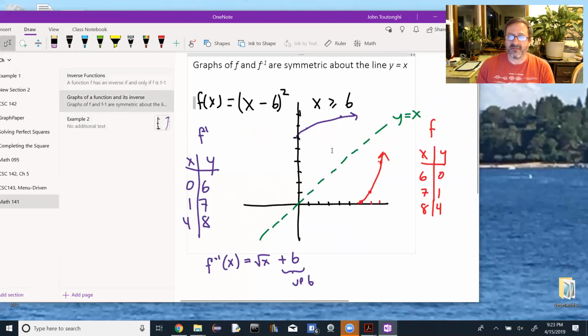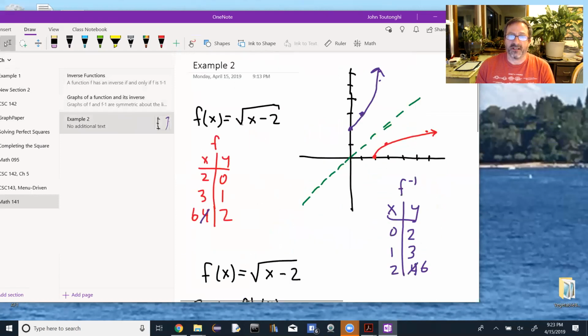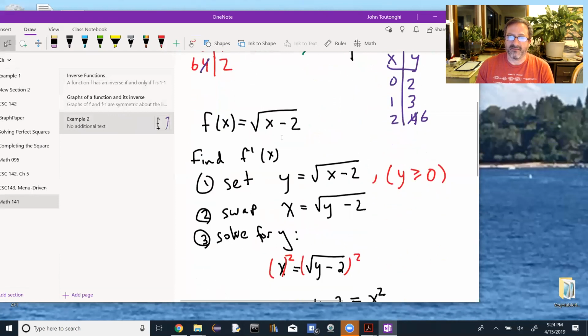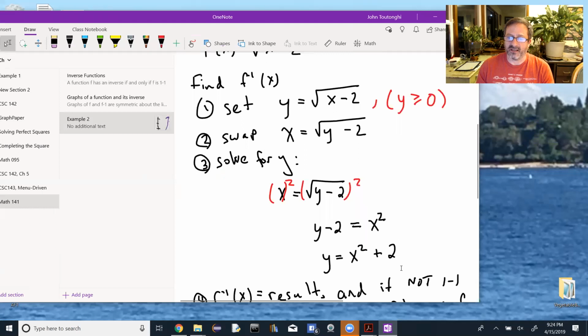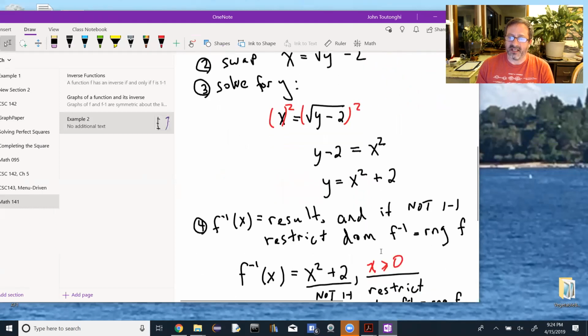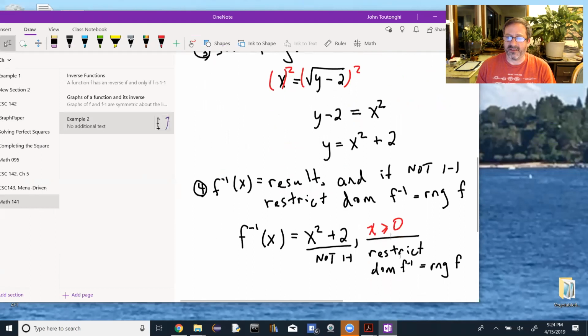Then I looked at the graphs of both of those, and those graphs are symmetric about the line y equals x. And then we did one more problem where we started with a square root, which was one-to-one. That's the red graph. And then we graphed the purple, which is symmetric about the line y equals x again. And those graphs sort of show us, this is only half the parabola. So when I go to solve this, square both sides, that is no longer one-to-one, this x squared. And if that result is not one-to-one, you have to add in the restriction on the domain.